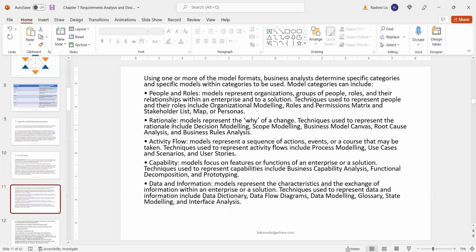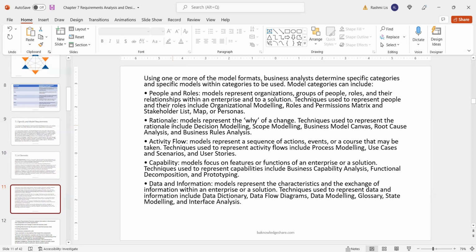Using one or more of the model formats, business analysts determine specific categories and specific models within categories to be used. Model categories can include people and roles. Models represent organizations, groups of people, roles, and their relationship within an enterprise and to a solution. Techniques used to represent people and their roles include organizational modeling, roles and permissions, matrix and stakeholder list, map or personas. The rationale. Models represent the why of a change.